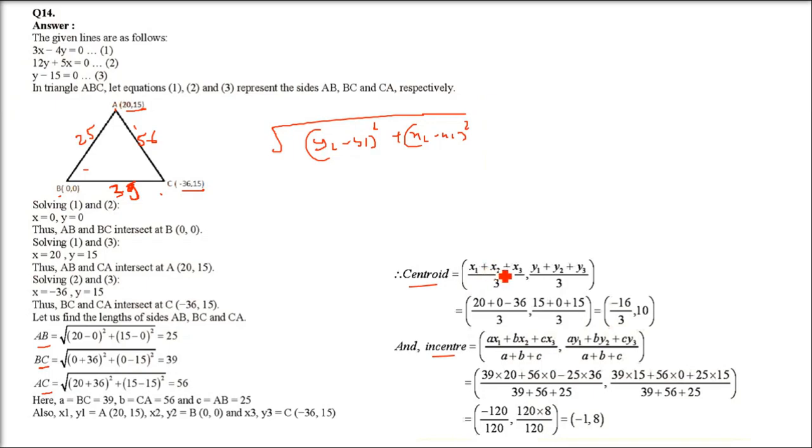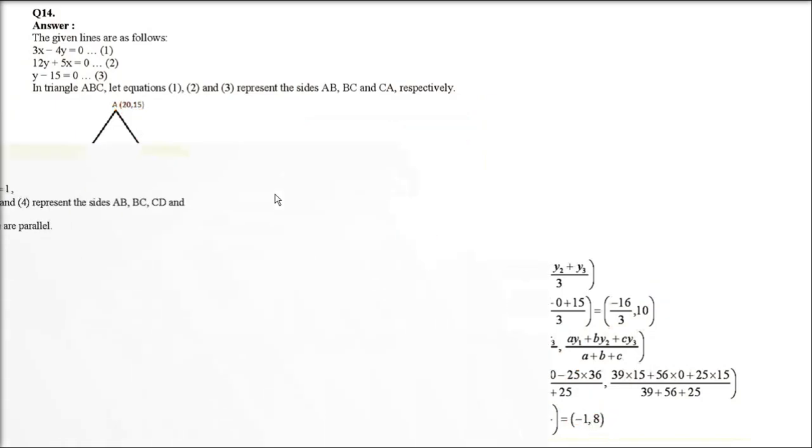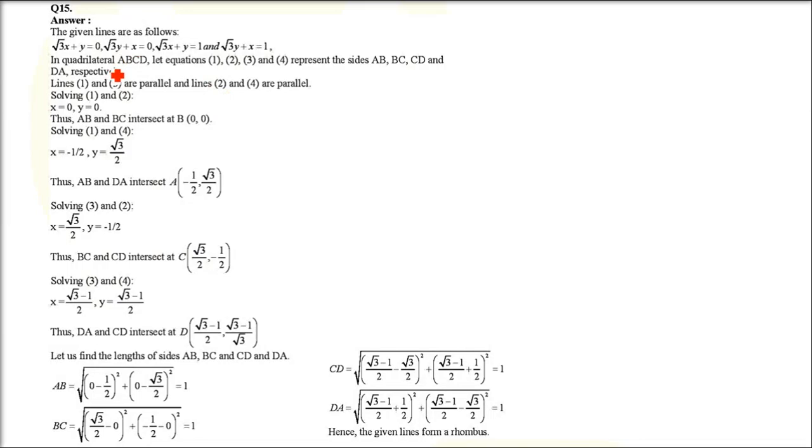The centroid is simply (x1 plus x2 plus x3) by 3 and (y1 plus y2 plus y3) by 3. The x1, x2, x3 and y1, y2, y3 are known, so that is -16 by 3 and 10. Now for the incenter you have to find a, b, c also, that is, you have to know the lengths of the sides. The lengths of the sides a, b, c are 39, 35 and 56, so you use these and the value will come.